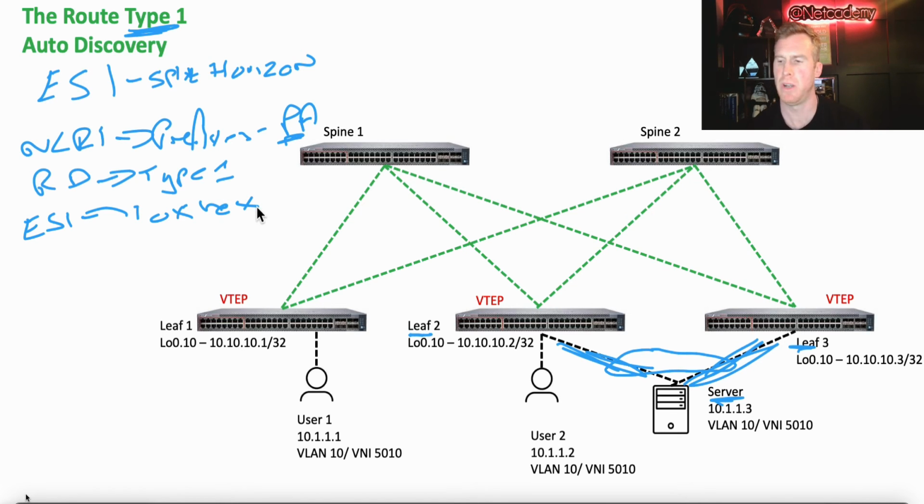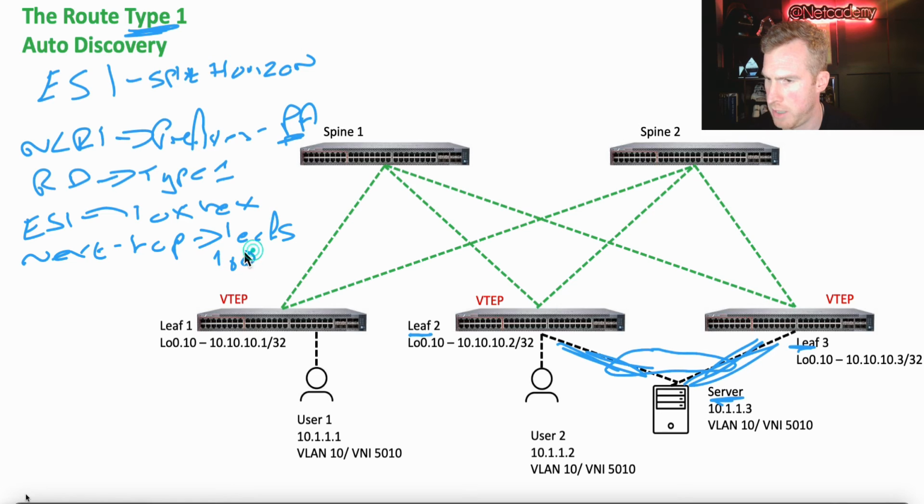It must not be all zeros. If it's all zeros, it means the server would only have one connection. If it's a multi-homed site, if it's a multi-homed device, or even another networking device, it has to be non-zero. We are going to have a next hop, which would be the leaf's loopback 0 address, and in this case that would be loopback 0.10 for VLAN 10, VNI 5010.